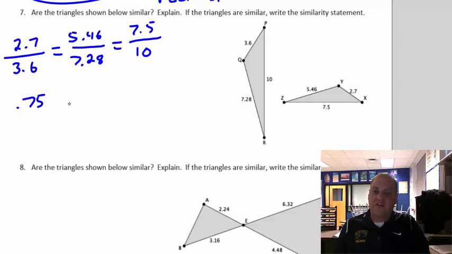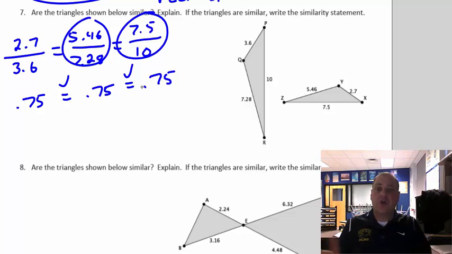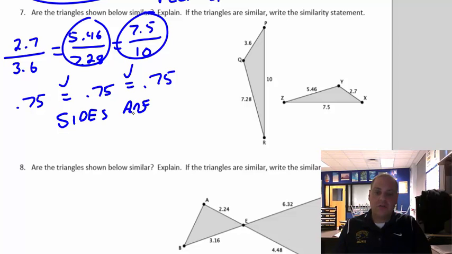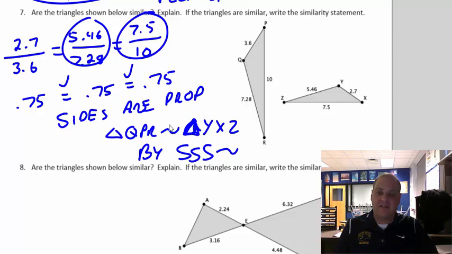Well, this is 0.75 if you divide them. This is 0.75 if you divide them. And this is 0.75 if you divide them. So you see how they all equal 0.75. So that shows we have proportional sides. So sides are proportional. So triangle QPR is similar to triangle YXZ by side similarity. They are similar by side similarity.